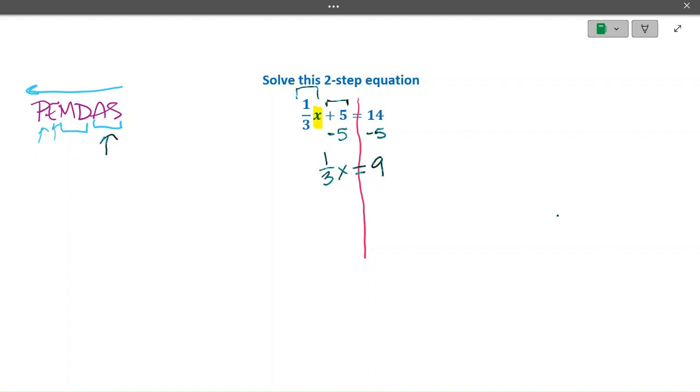I always tell students to do a quick check. When we do our inverse operation correctly, we should get a value of 0. So does 5 minus 5 equal 0? It does, so we did that correctly.